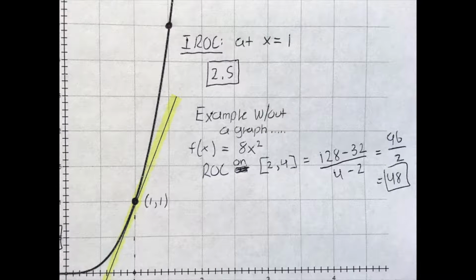You would take your 4, square it, multiply it by 8, which is 128, and then take 2, square it, times 8 is 32, so 128 minus 32 is 96, over 4 minus 2, which is 2, giving you 48. So using the same technique we already know, if you're given an interval of 2 different x points, plug them into your f of x, and you'll find the rate of change on that time interval.